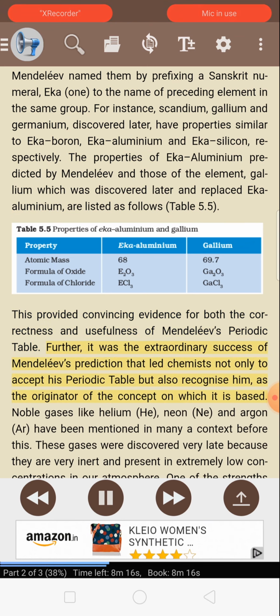Another problem was that the atomic masses do not increase in a regular manner in going from one element to the next. So it was not possible to predict how many elements could be discovered between two elements, especially when we consider the heavier elements.